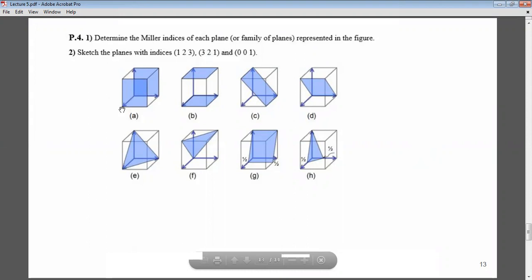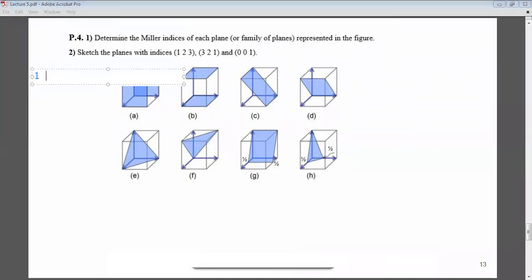It hits the x-axis at 1. It doesn't hit the y-axis. It doesn't hit the z-axis. So it's 1, infinity, infinity. So the Miller indices will be 1, 0, 0. Okay. So 1, 0, 0 is parallel to 2, 0, 0 is parallel to 3, 0, 0. So feel free to move the plane if you feel that you are stuck. So for example, now you will see what I mean. So this is part A.